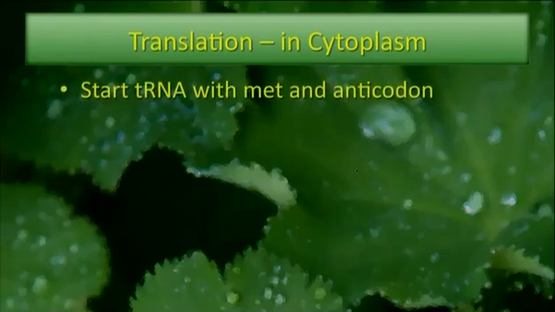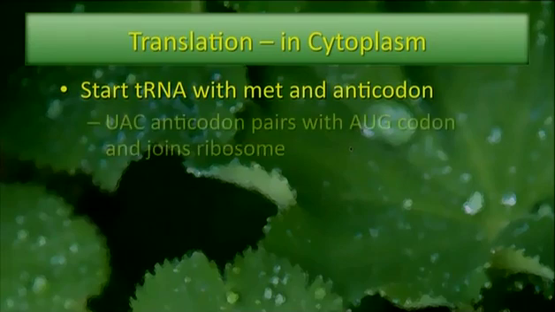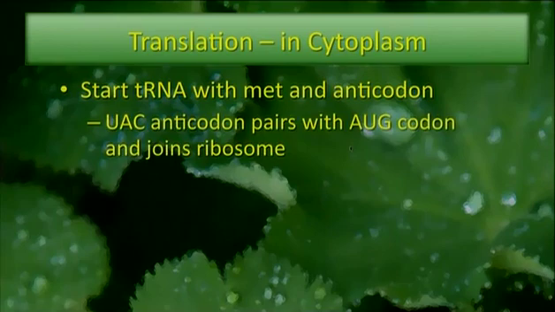First of all, you start tRNA with methionine, remember AUG? AUG will be the start codon on the messenger RNA and the anticodon on the transfer RNA. So the UAC anticodon will pair with the AUG codon. That makes sense, right? Since U pairs with A, and C pairs with G. So the UAC anticodon pairs with the AUG codon and joins the ribosome.